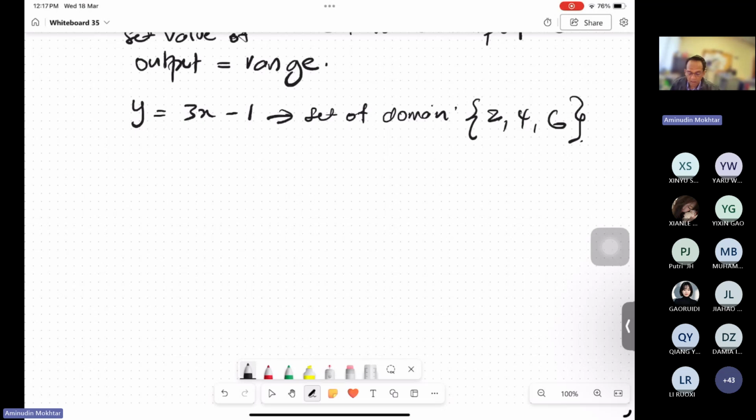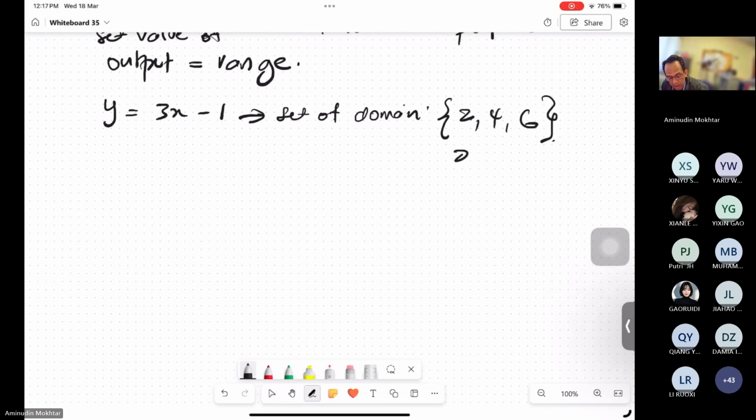So what does it mean by this set? In this case, x could equal 2, x also equal 4, and x equal 6. There are 3 values of x. We assume that x only has these 3 values: 2, 4, and 6. The set of 2, 4, and 6 is the domain. Now we know x equals 2, 4, and 6, but how about the set of range, the value of y?